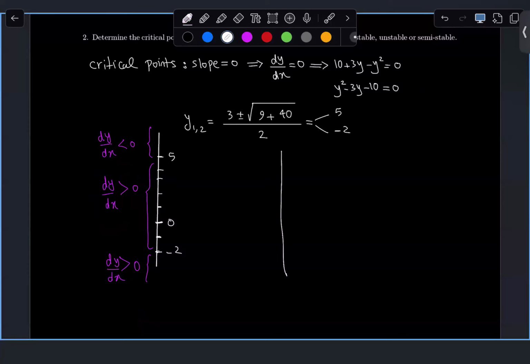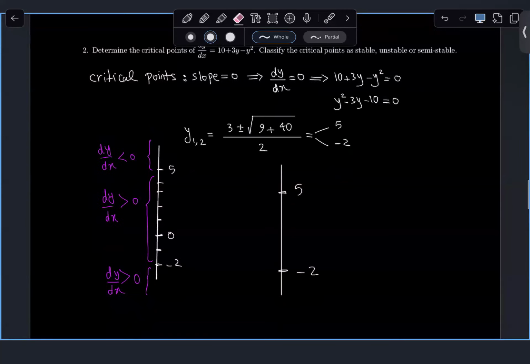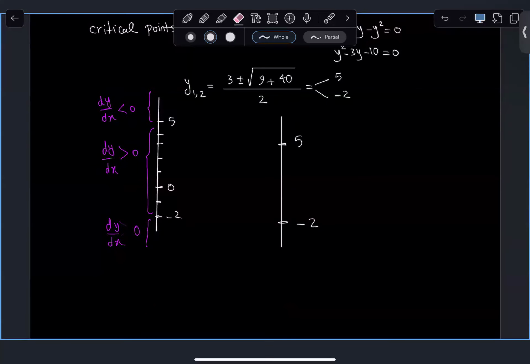Does everyone agree with this? Any question? Yeah. For anything less than -2, would it be negative? Oh, right, because it's not negative. Yes, it's minus 100. Yes, it's negative. Good point.